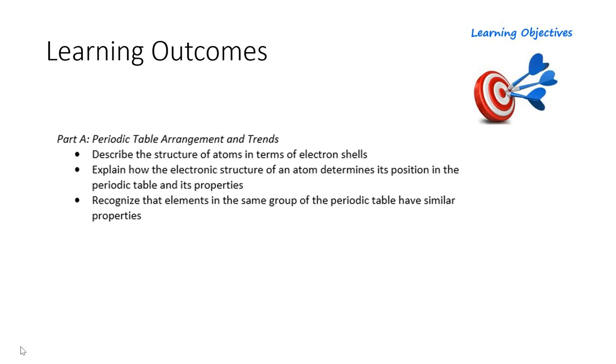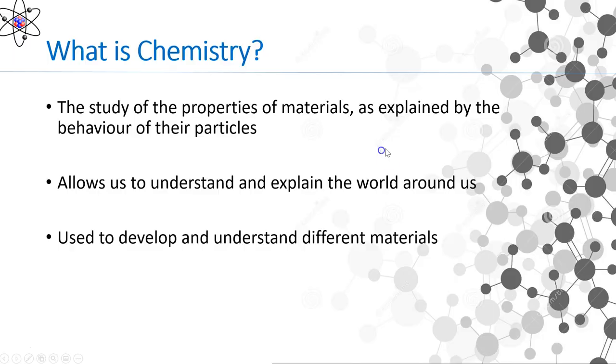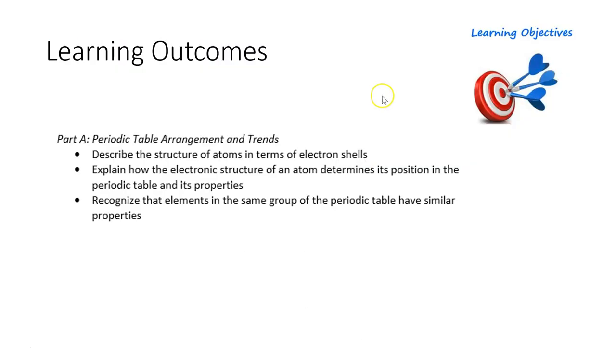So hopefully by the end of this video you are going to be able to describe the structure of atoms in terms of electron shells, and this is something that you should be somewhat familiar with from Year 9, maybe even last year. You may have been introduced to the structure of atoms according to protons, neutrons and electrons. Explain how this electronic structure of the atom determines its position in the periodic table and therefore its properties. And recognize that elements in the same group of the periodic table have similar properties.